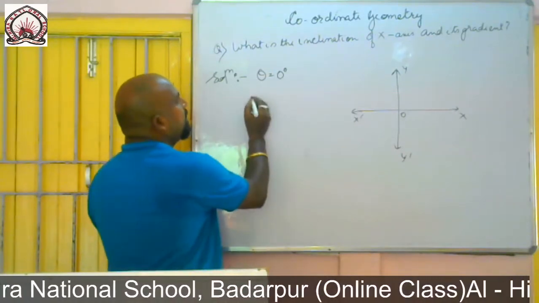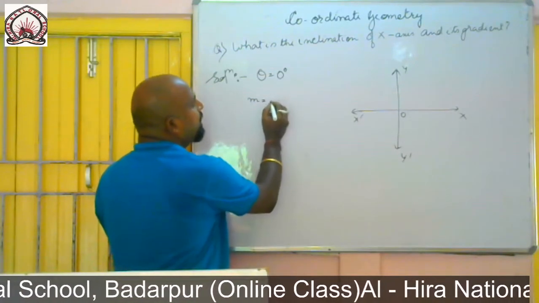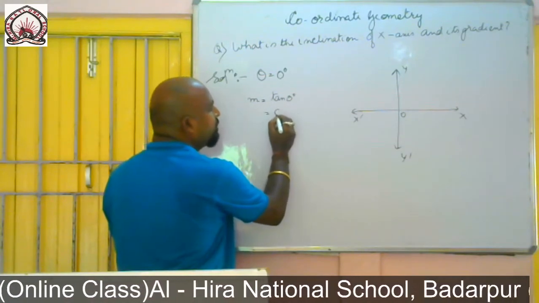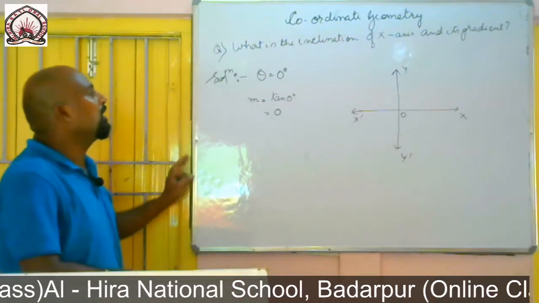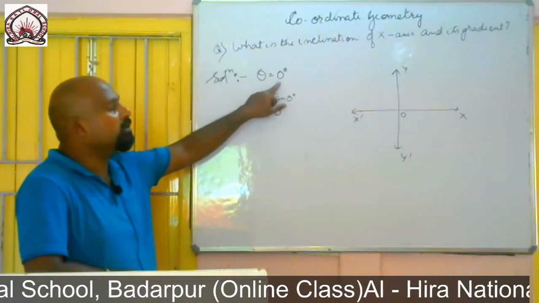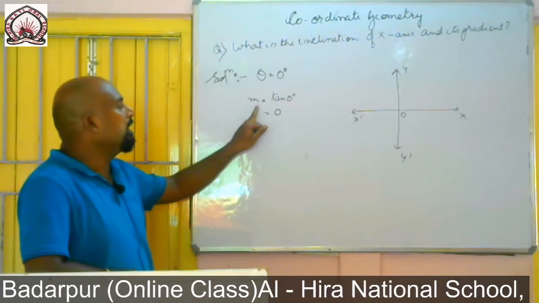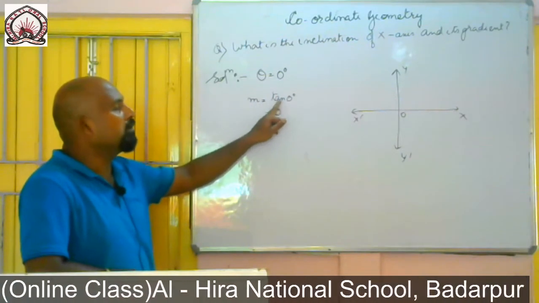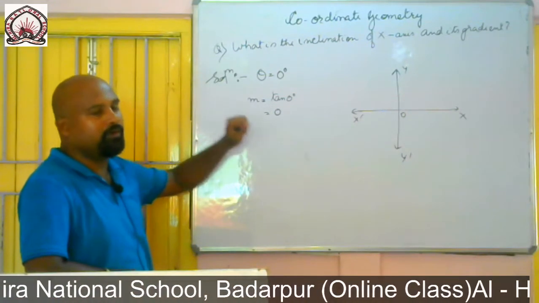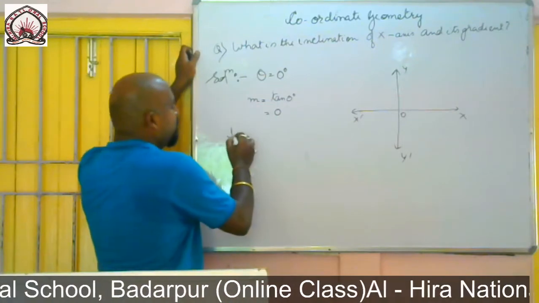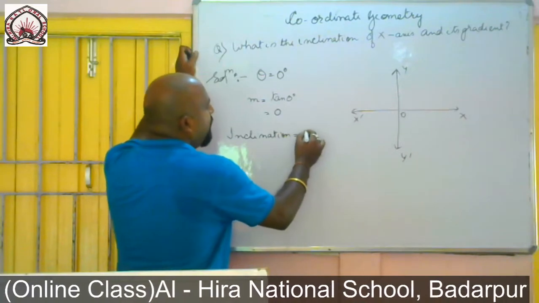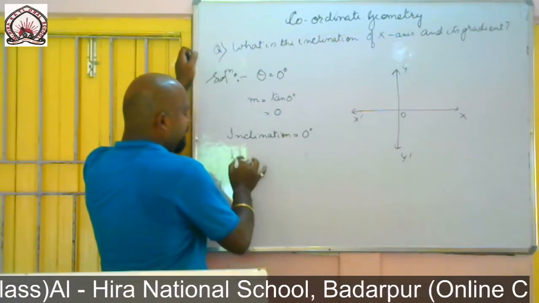Then what is the gradient of the line? Gradient of the line equals tan of the angle 0 degree. Tan 0 is equal to 0. So the inclination of the line is 0 degree, and M, the gradient of the line, equals tan 0 degree, which is 0. So inclination equals 0 degree, and gradient equals how much?